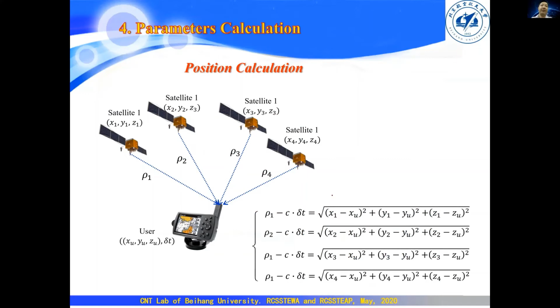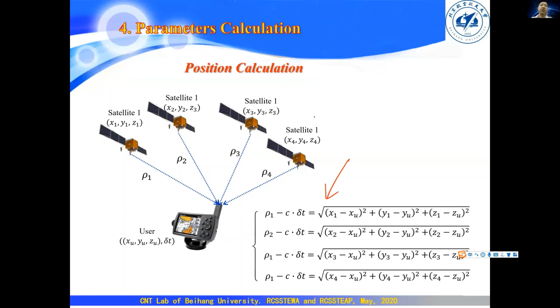Then by these 4 equations, x, y, z is set from satellite, and x, y, z from the users, you will get these results. But there was a problem because this equation is very hard to solve. It is because these are non-linear equations.